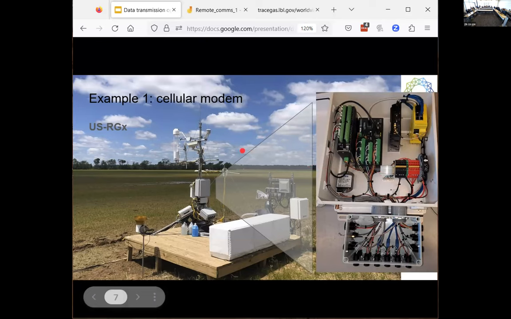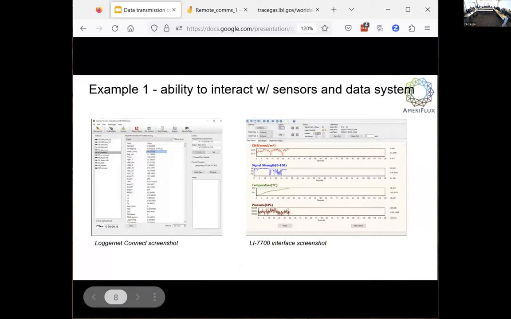So yeah, moving through this example. This is our site. We're doing greenhouse gas emissions over agriculture. So we've got a 7500 back there, and then this trace gas analyzer measuring N2O fluxes. A few examples. First, having a remote connection allows me to call in and talk to any of my network connected devices. So again, the 7500, the 7700 methane sensor, the trace gas analyzer, my data logger, my cell modem, the camera.